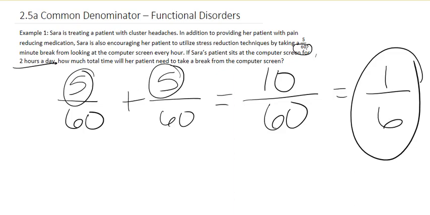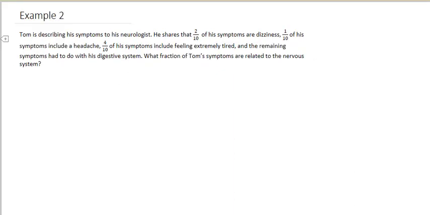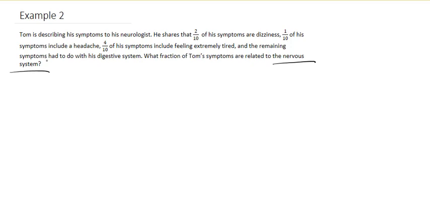So let's look at another example. Tom is describing his symptoms to his neurologist. He shares that 2/10 of his symptoms are dizziness, 1/10 of his symptoms include a headache, and 4/10 of his symptoms include feeling extremely tired. And the remaining symptoms have to do with the digestive system. What fraction of Tom's symptoms are related to the nervous system?